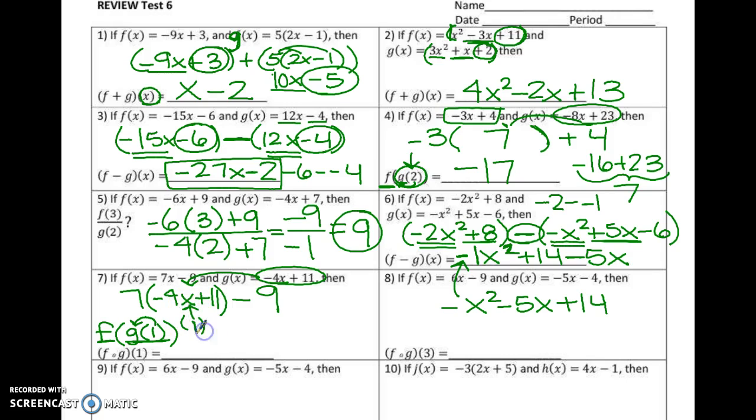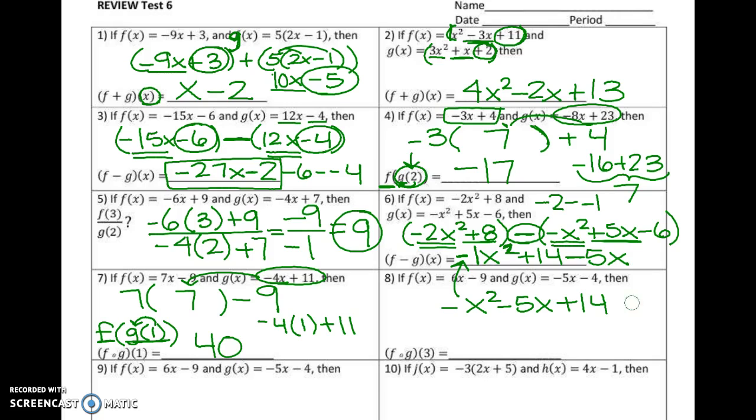So inside of this parentheses, I have negative 4 plugging in a 1 plus 11. Negative 4 times 1 is negative 4 plus 11 is 7. So inside of here, this simplifies to just 7. And 7 times 7 is 49. Take away 9 is just 40.